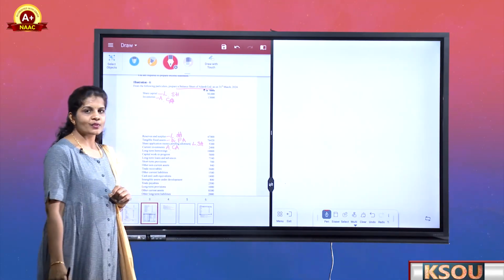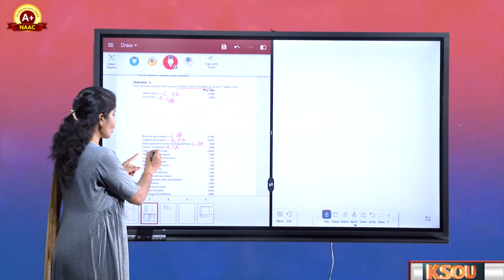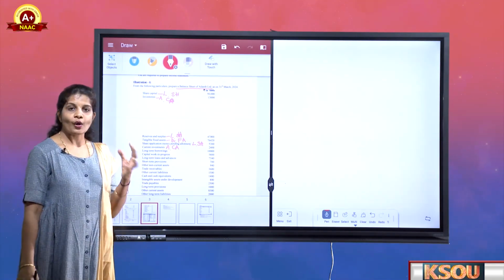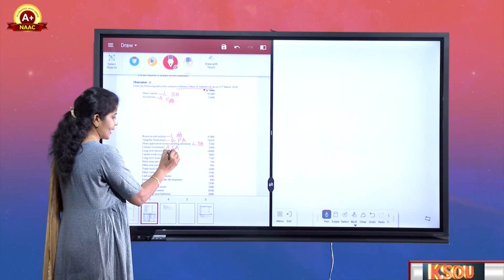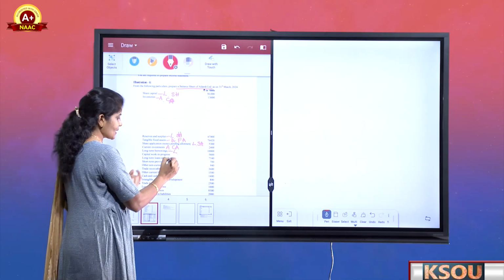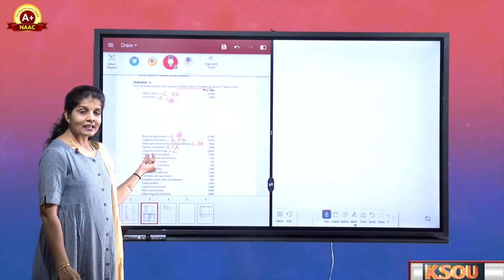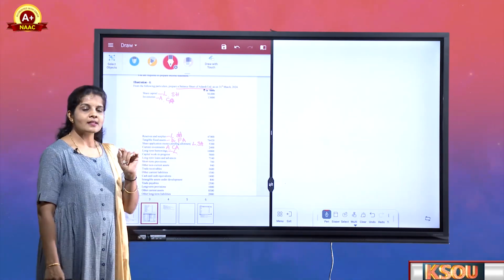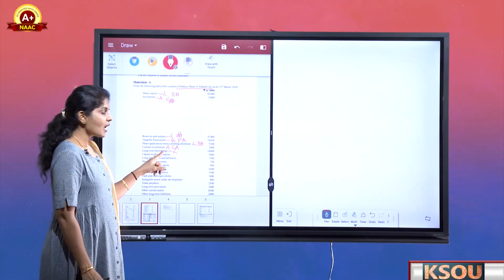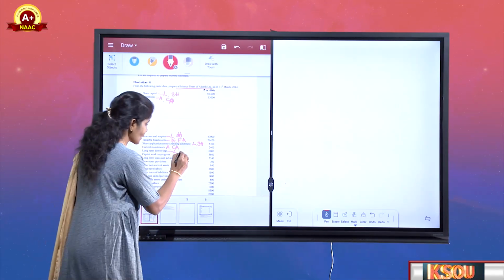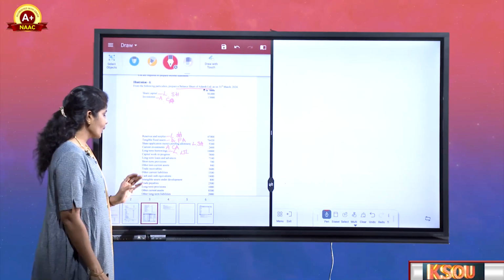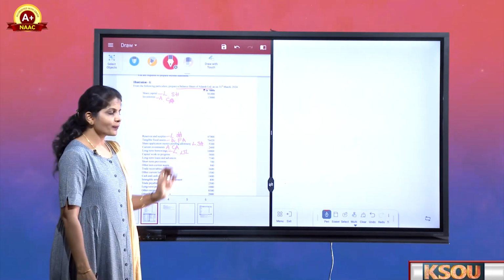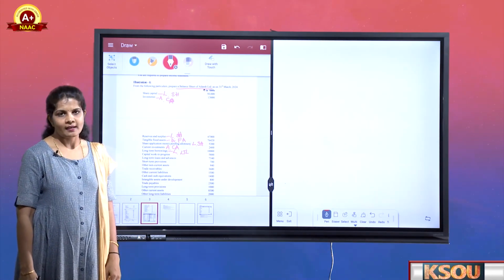The amount is 2,400. Next, long-term borrowings. Borrowings is always a liability. So liability is under which heading? Clearly it is specified that it is long-term, which means it is a long-term liability. It will be shown under the heading long-term liability. The amount is 10,000. Next, capital work in progress, 5,800.